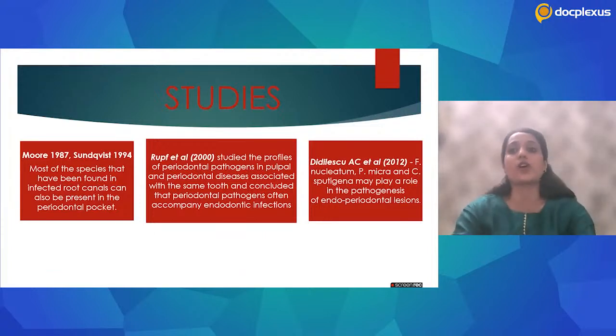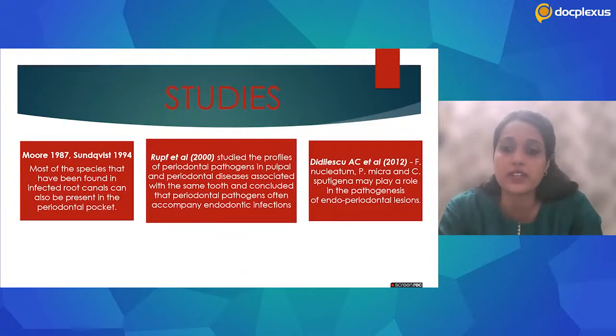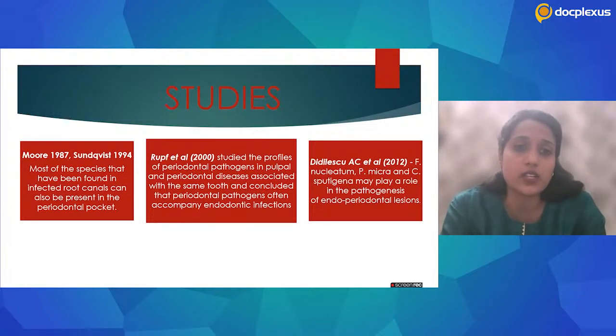We have studies. Without studies, nothing can be judged or studied as well. Murray in 1987 and Sundqvist in 1994 have studied, and they have found that infected root canals can be present with the periodontal pocket. Someone et al. in 2000 also found that the organisms present in endodontic infections are equally present in periodontal infections or pockets. While Didilescu AC et al. in 2012 found certain organisms that play a role in the pathogenesis of endoperio lesions.